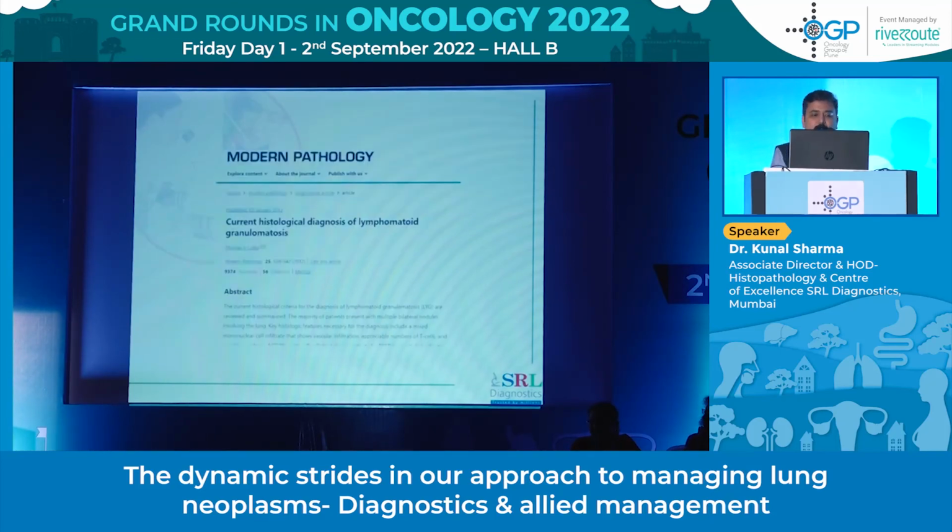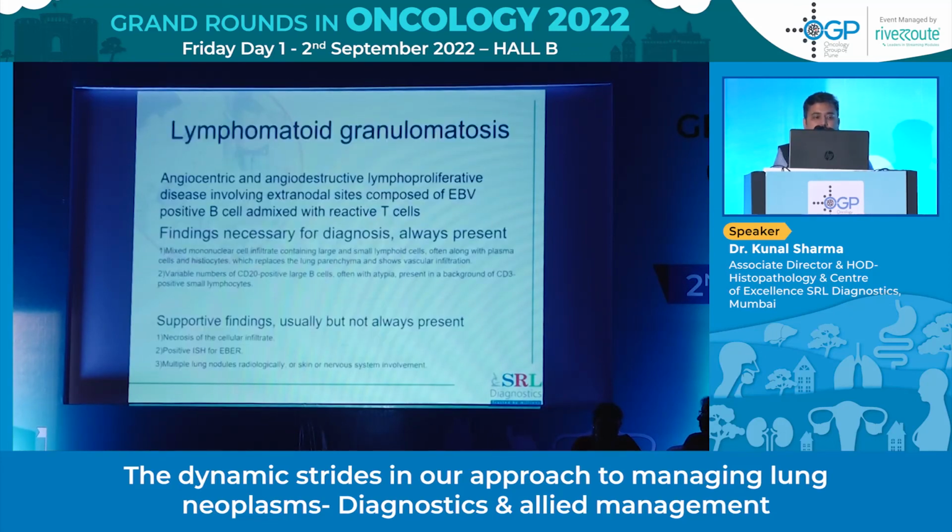So that's exactly what we called it. This was an EBV-associated lymphoproliferative disorder. And finally, I gave a diagnosis of lymphomatoid granulomatosis. You see, this was a very typical morphology. There was angiocentric angiodestructive lymphoproliferative disease. There are findings which are necessary for diagnosis and should always be present. There should be a mixed mononuclear cell infiltrate containing large and small lymphoid cells. The large cells are usually positive.